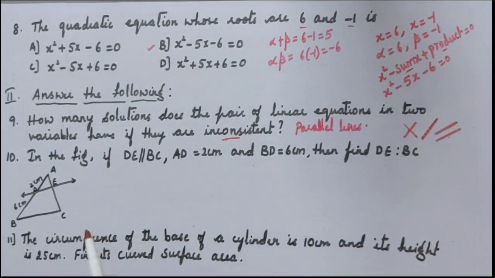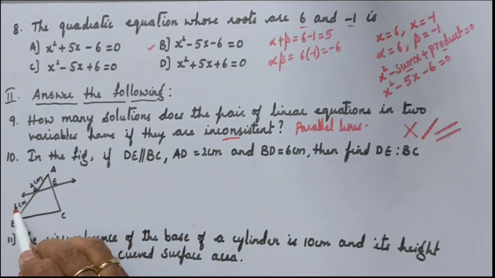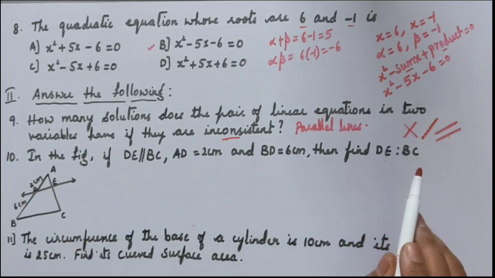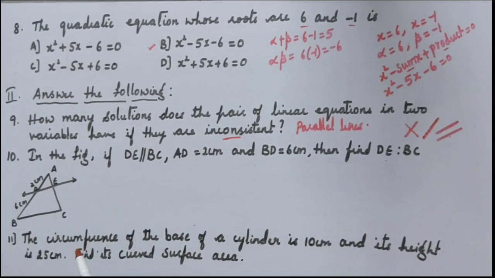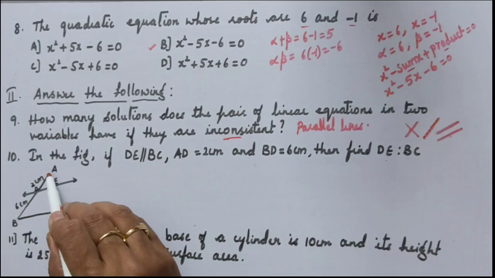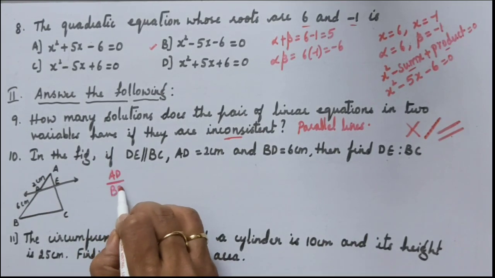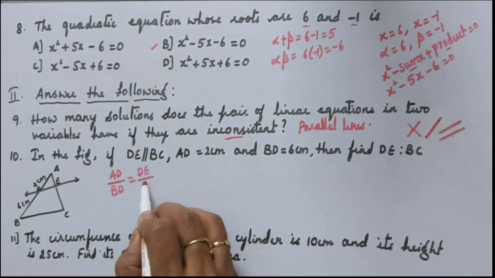Now in this figure ABC, DE is parallel to BC. AD is 2 centimeter and BD is 6 centimeter. We need to find the ratio DE to BC. Now we'll apply the Thales theorem here. We can say AD upon BD is equal to DE upon BC.